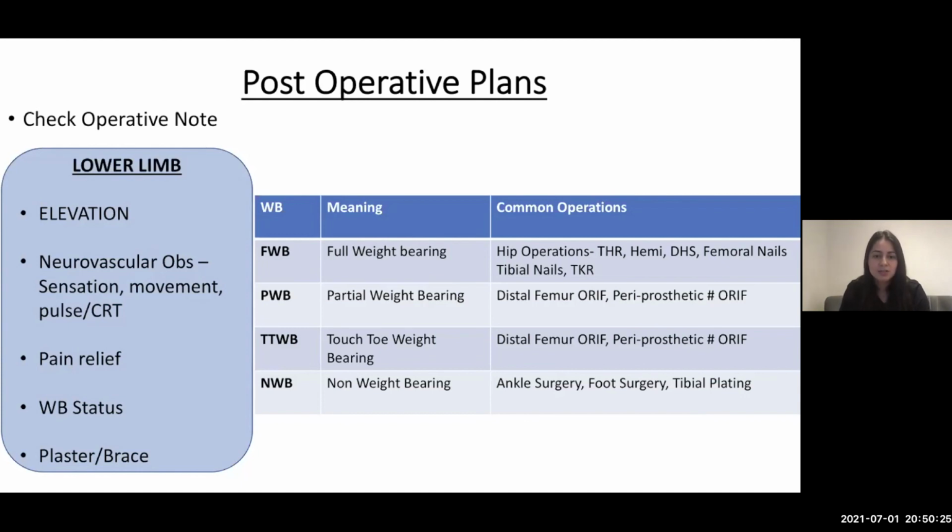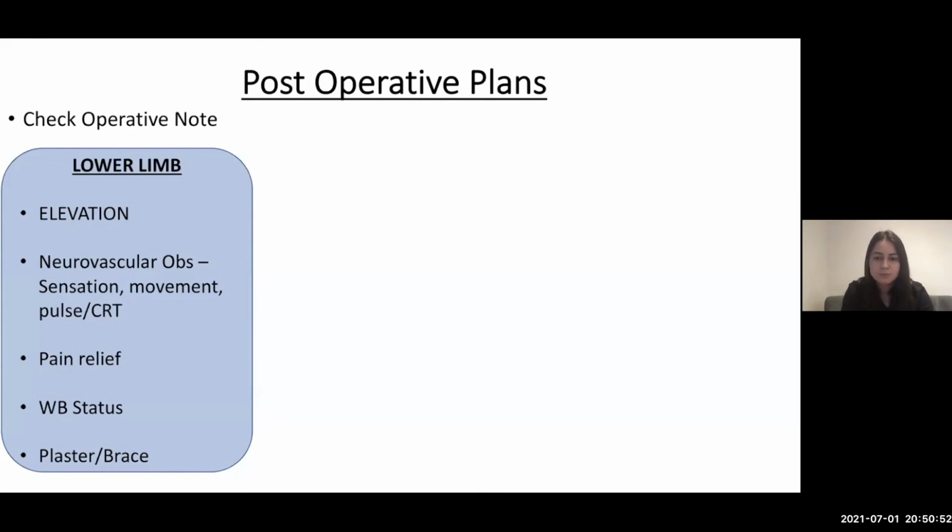TTWB is touch toe weight bearing. This means they can put their toes on the floor, but not the rest of their foot. So it's an extremely small amount of weight going through. This can be, again, for the same operations as above, distal femur open reduction internal fixation with plates, or periprosthetic fractures with plates. Non-weight bearing is a lot of our operations, so ankle surgeries, foot surgery, and plating of the tibia. They can't put any weight on at all.